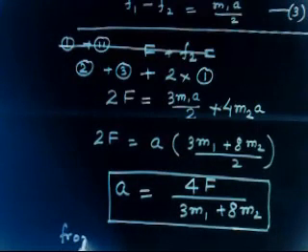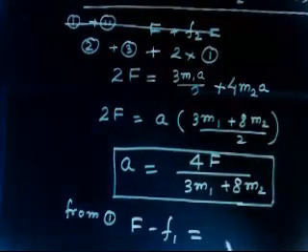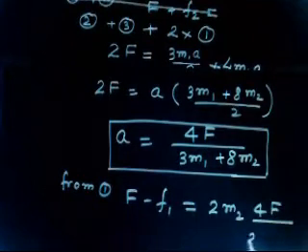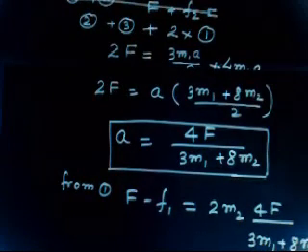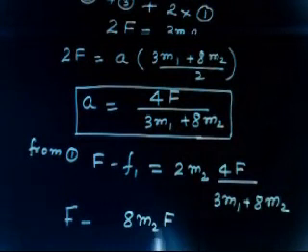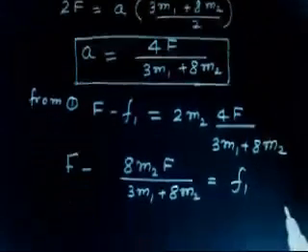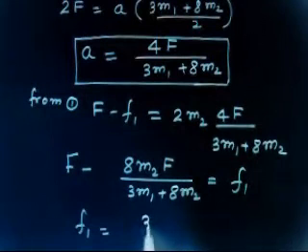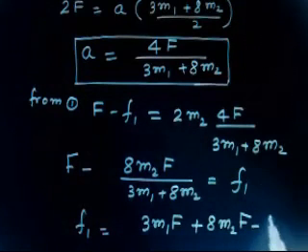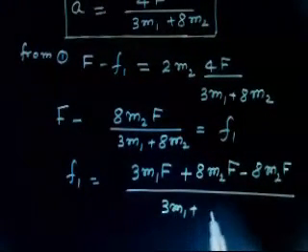So from equation 1 you will have, the second part of the question says find out the friction forces. So F minus F1 is equal to 2 into m2 into a, and a is 4F divided by (3m1 plus 8m2). Are you getting? So F minus 8m2F divided by (3m1 plus 8m2) is equal to F1. So if you solve for F1, you will have (3m1F plus 8m2F minus 8m2F) divided by (3m1 plus 8m2).